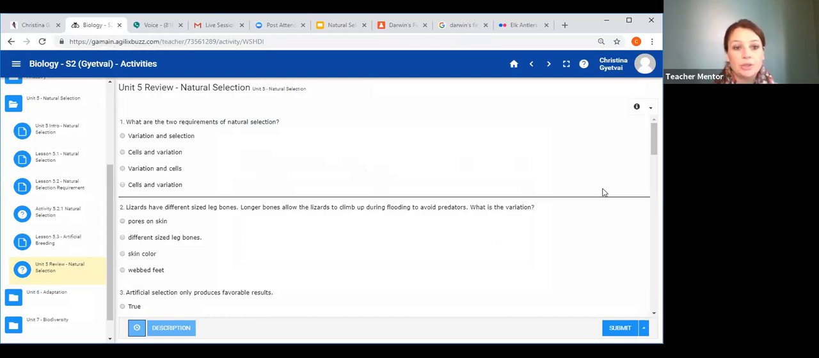So what are the two requirements of natural selection? Our choices are variation and selection, cells and variation, variation and cells, and cells and variation. So considering three of those options are the same, what do we think the answer would be?